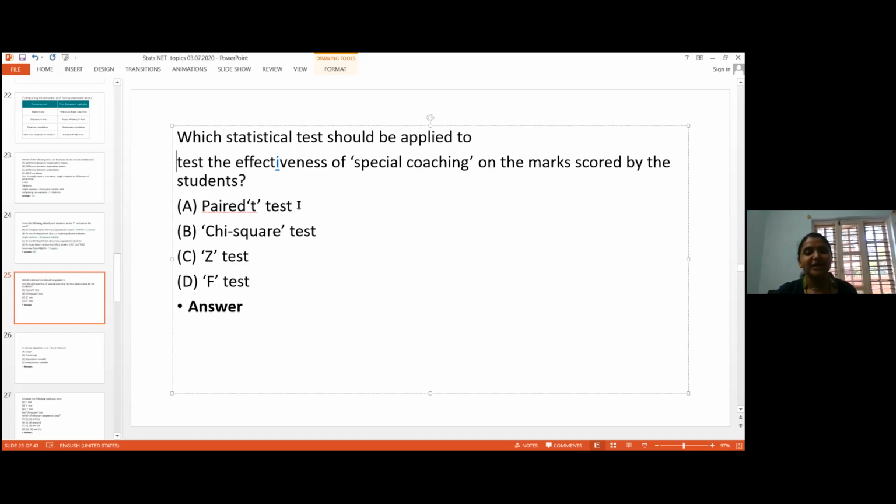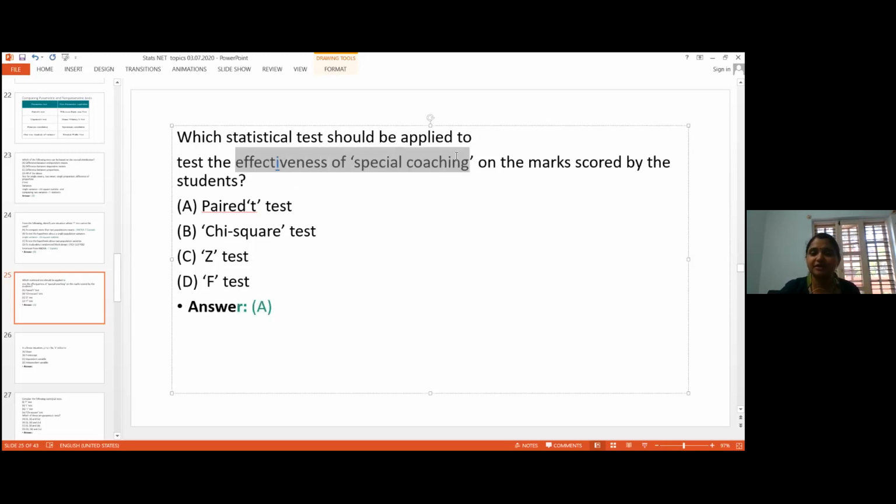Paired t-test. Paired t-test is to be used because you should be able to focus on the same group. Prior to the special coaching, they should be given a test and marks taken care of. Then give the special coaching, and then you again give a similar test, not the same thing, because memory always affects us. Give a similar test of the same difficulty level. That is how you understand the effectiveness of a special coaching.